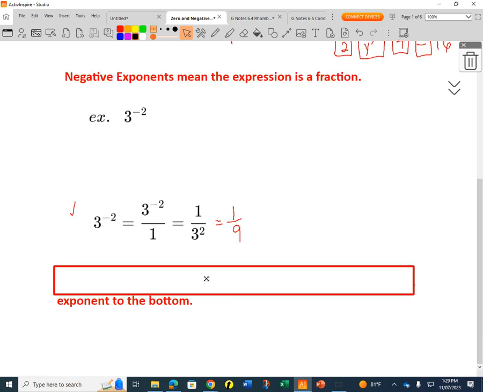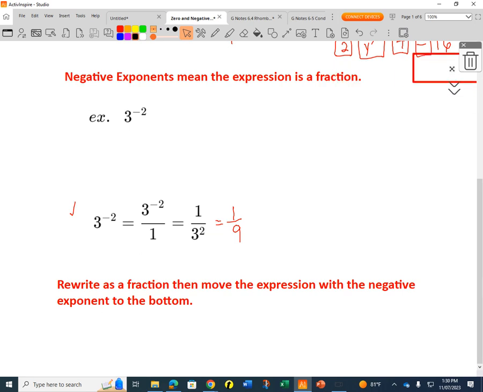So, what did we do there? We rewrote it as a fraction, which means we put it over 1. So rewrite as a fraction, that was the first thing we did. Then we moved the expression with the negative exponent to the bottom, and that's the second thing we did. And when we moved it out of the top, we can't leave nothing in the numerator, so when we move it out, we always leave a 1 there. If there's something else, we don't need the 1. And I'll show you another example of what I'm talking about.